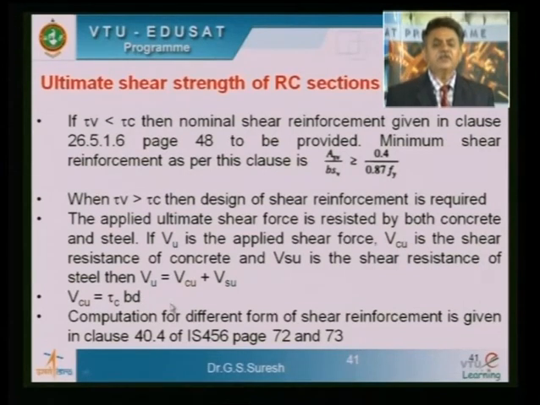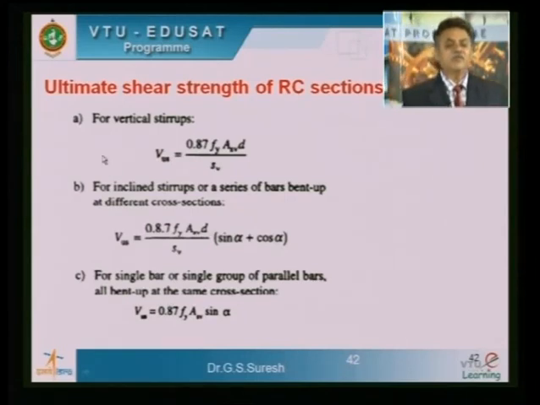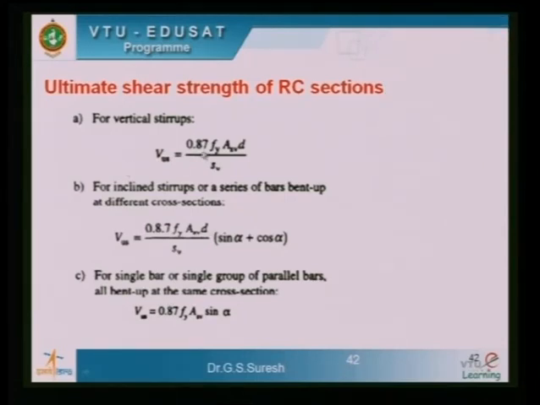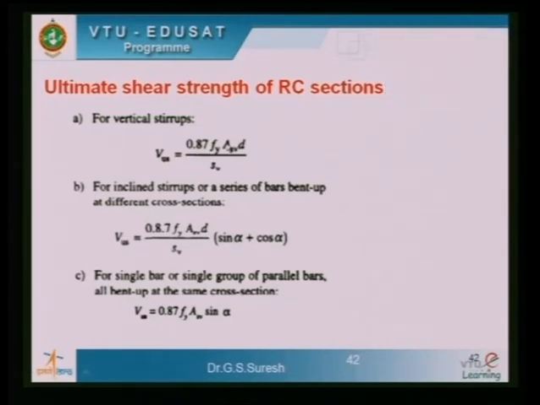So, for different shear reinforcement, how do we calculate this? Vs for vertical stirrups is 0.87 Fy into ASV into D divided by SV. This ASV is the area of the vertical stirrup. So, let us see how I calculate this.